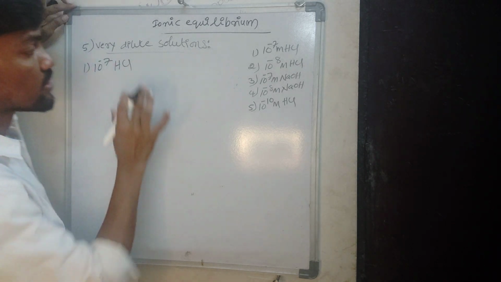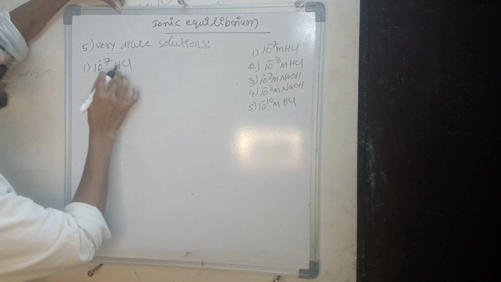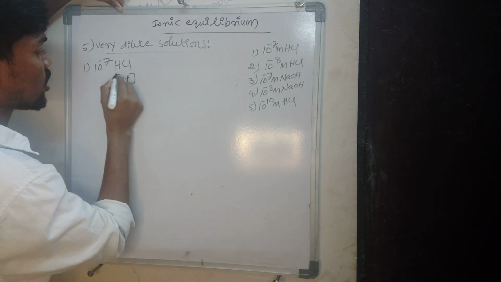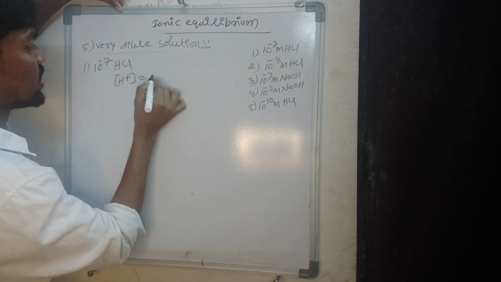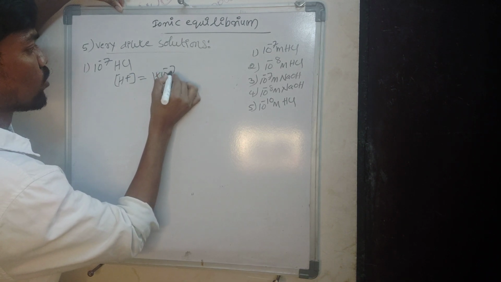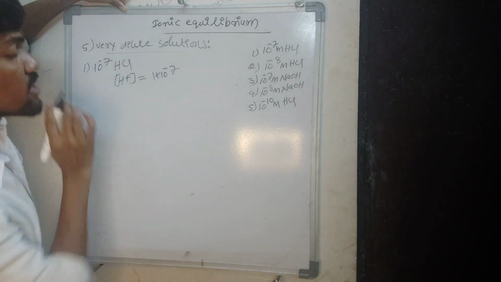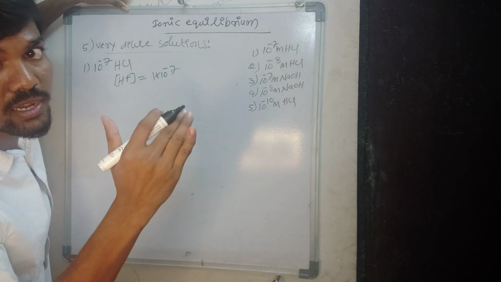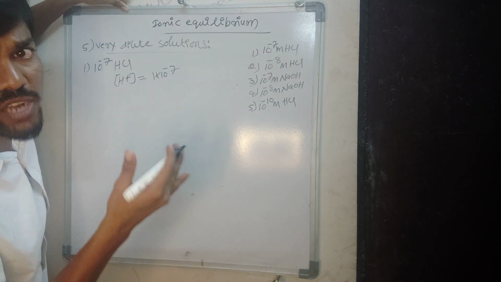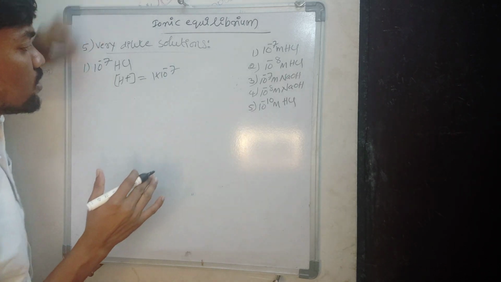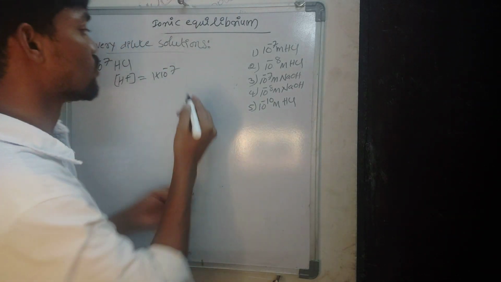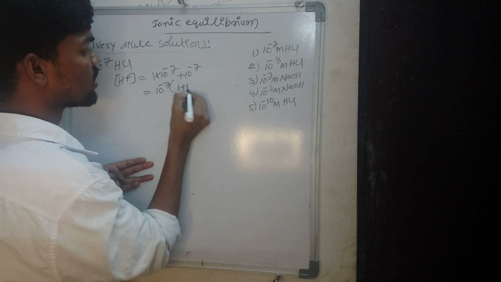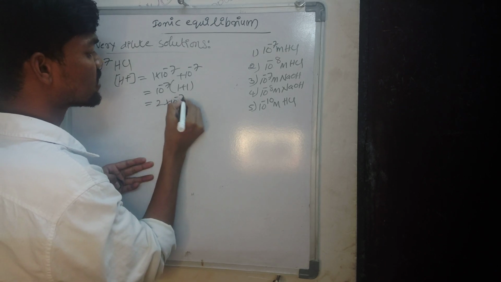HCl is there. So for this one, how can you find out the pH value? First of all, this is an acid, so we have to find out the H plus concentration. Valence factor 1 into 10 power minus 7. Okay, I will accept that. So this 10 power minus 7 is close to the water concentration of H plus, so it is not negligible. We have to add that concentration also. The common power is 10 power minus 7, 1 plus 1, so how much is it? 2 into 10 power minus 7.